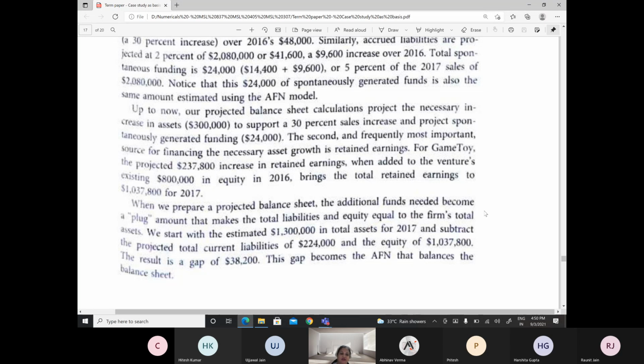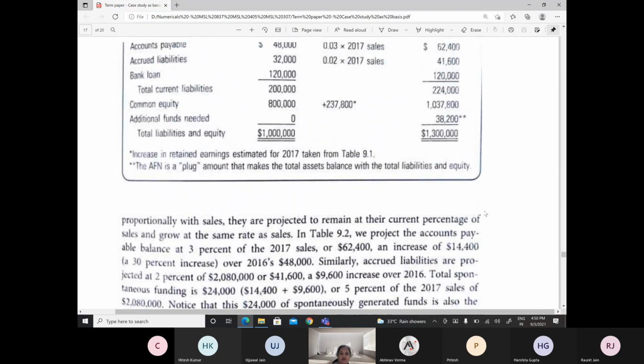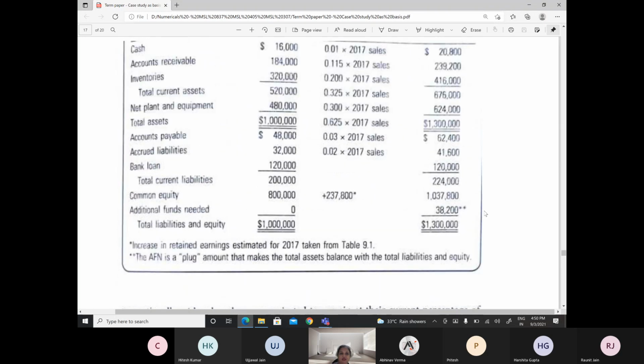We start with the estimated 1.3 million in total assets for 2017 and subtract the projected total current liabilities of 224,000 and the equity of 1.0378 million. The result is a gap of 38,200. This gap becomes the AFN that balances the balance sheet. So let us look at the balance sheet.